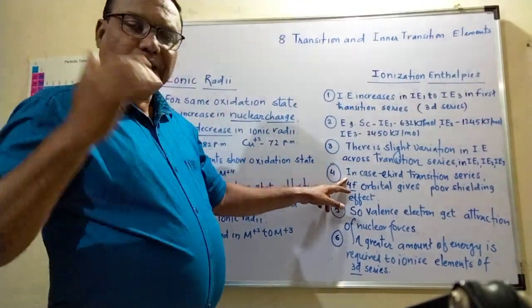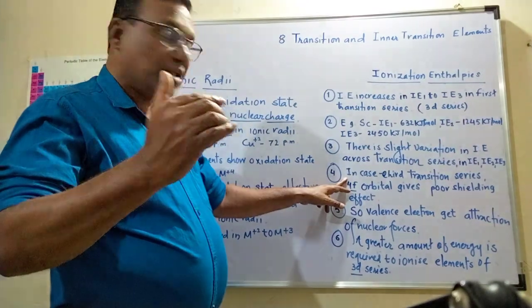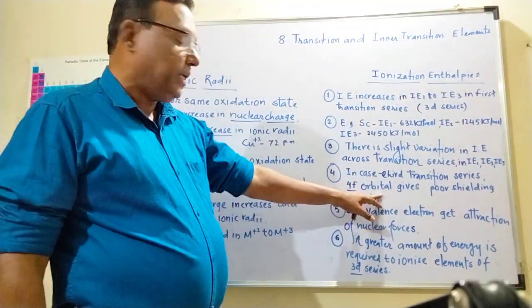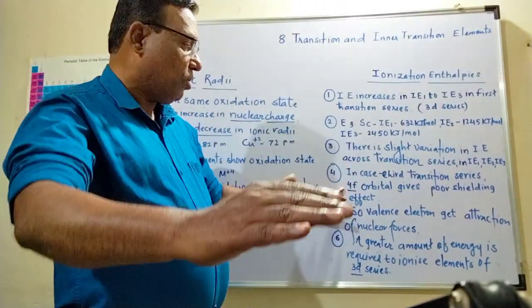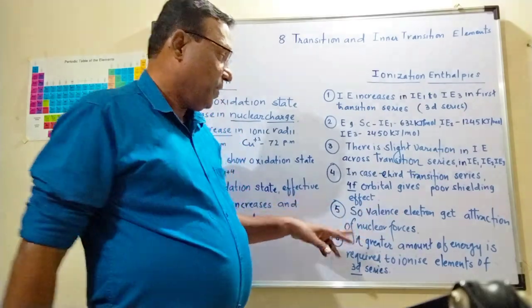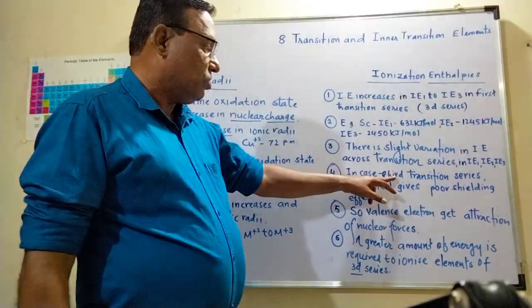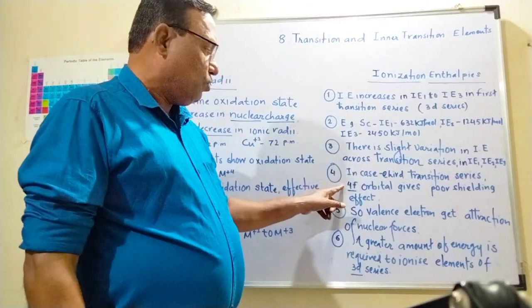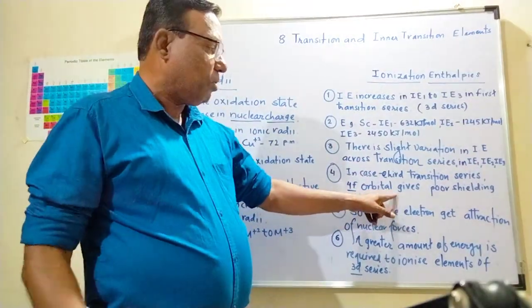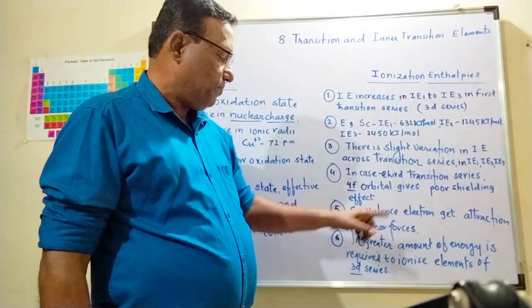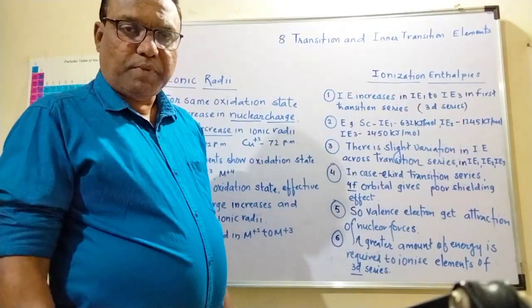Point number 4, in case of the third transition series, 4f orbitals are there. That 4f orbital gives poor shielding effect. Pay attention, this point is regarding the third transition series. In case of the third transition series, what happens? Due to 4f orbitals there is poor shielding effect. Due to that poor shielding effect, what happens?